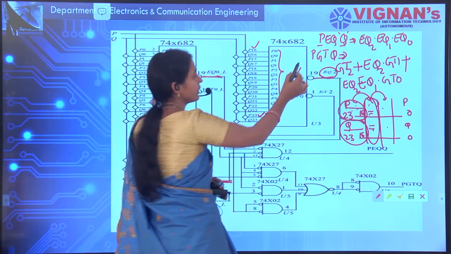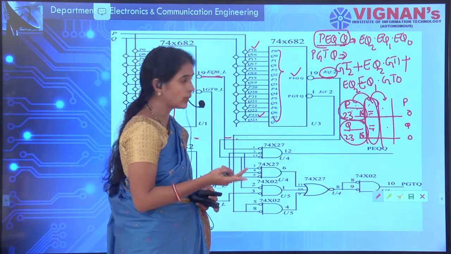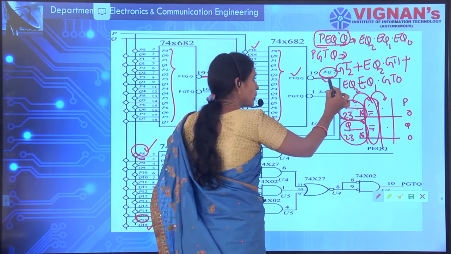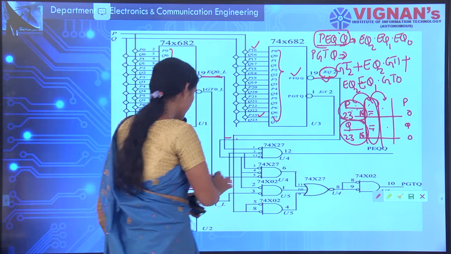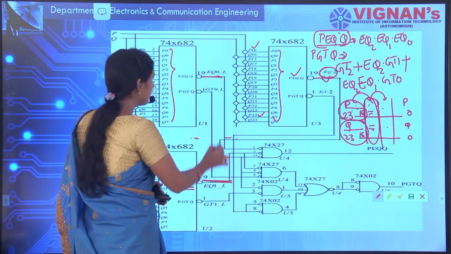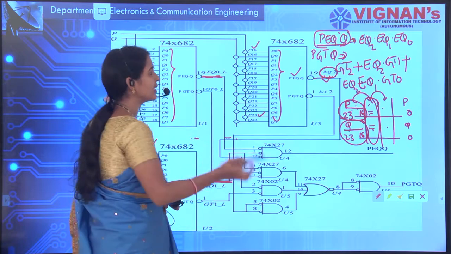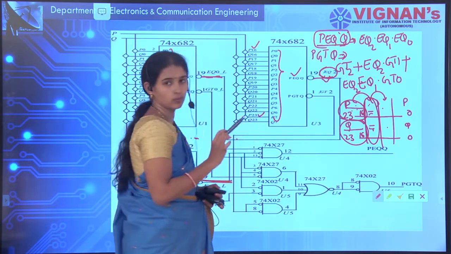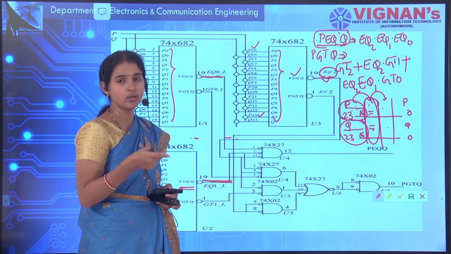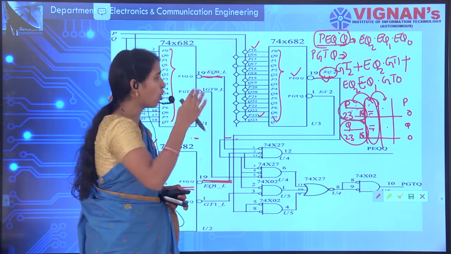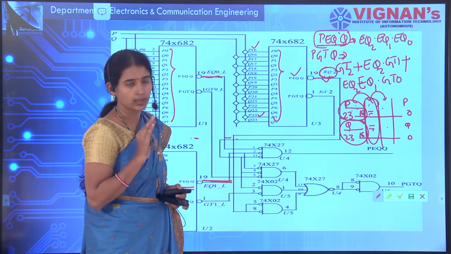That means P is equivalent to Q when EQ of 2, EQ of 1 and EQ of 0 are all equal. Only then can we say that P is equivalent to Q. Even with one bit change, we can say whether P is greater than or less than. Only if all the bits are equal can we say that P is equivalent to Q.